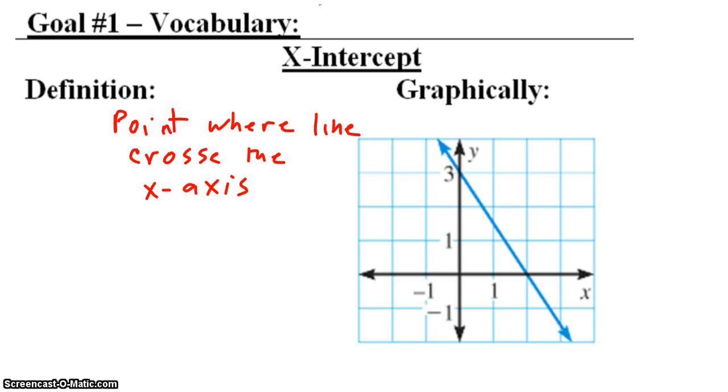And if you see in our example here, you can see this line does cross the x-axis at this point here. That point is (2, 0). So the x-intercept is actually (2, 0). You'll notice that the y value is 0, which will always be the case for an x-intercept, because all the points that lie along the x-axis have 0 for y.